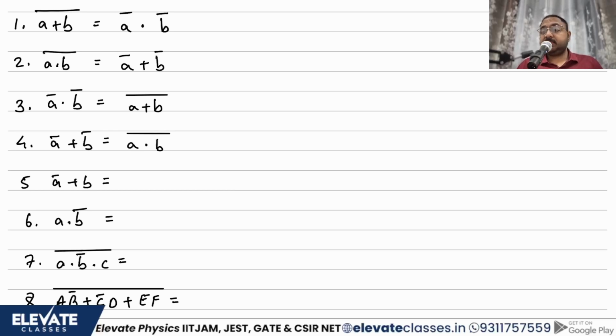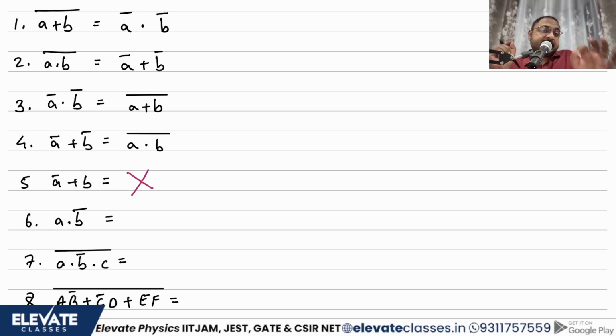Let's do some other examples to see exactly how De Morgan's works. Let's look at the fifth one. In the fifth one, you have a bar + b. Is there a bar on top of both? No, there's no bar on top of both. So can you apply De Morgan's theorem here? No, you cannot.